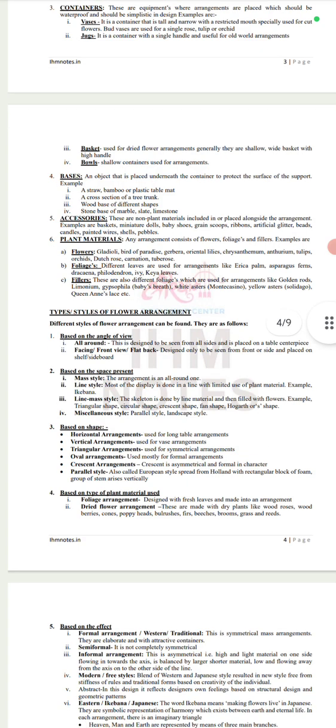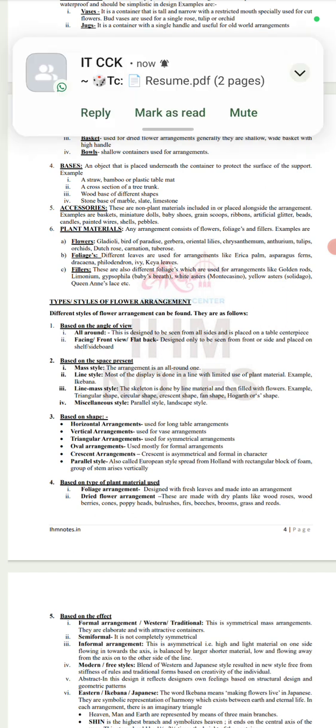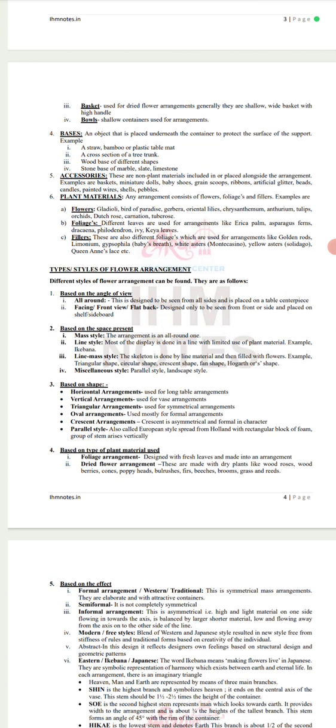Type and style of flower arrangement. Different styles of flower arrangement can be found, as follows, based on angle of view. All around: this is a design to be seen from all sides and is placed on a table as a centerpiece. Facing front: designed only to be seen from the front or side, with a flat back, and placed on a shelf or board based on the space present.